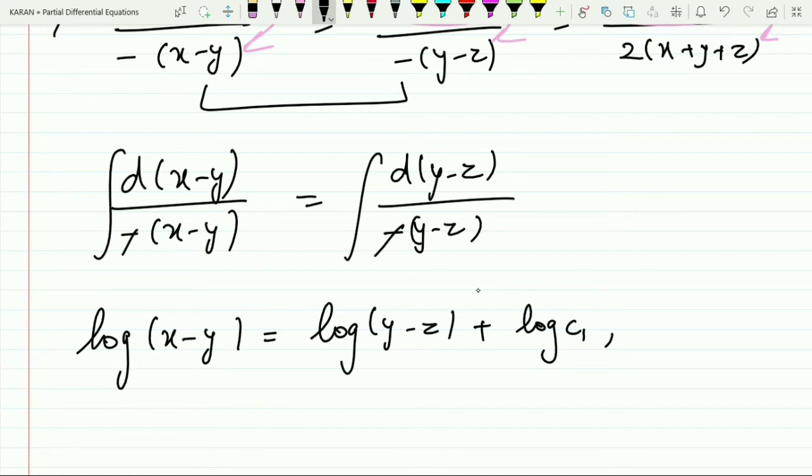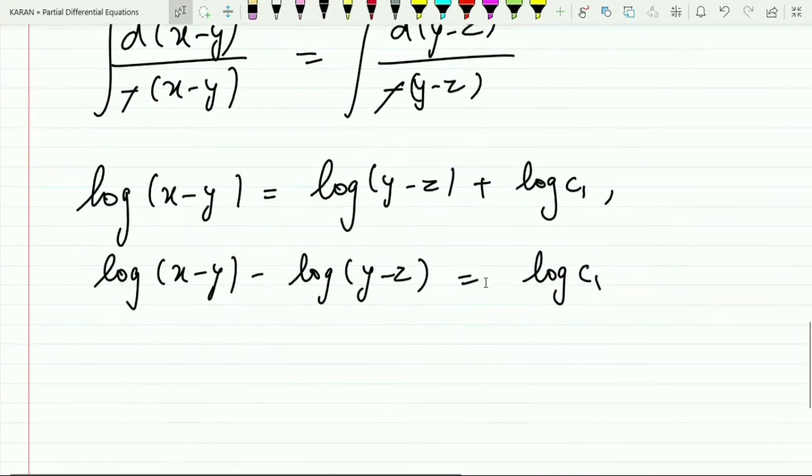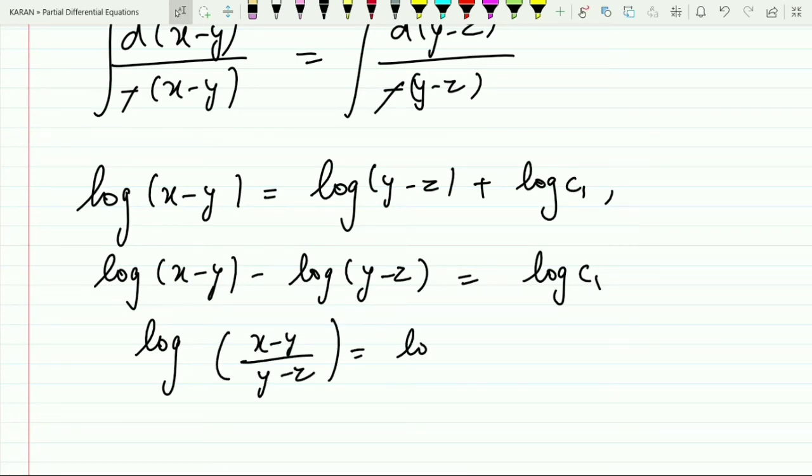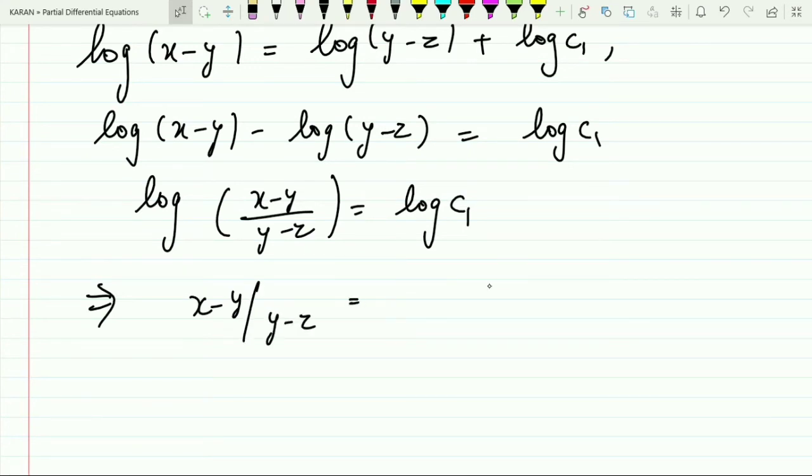So if you combine the logs now, what you will get? This thing I have used many times in the previous videos also. I think now you should be comfortable. This is equal to log of c1, and finally log a minus log b can be written as log of a by b. So that is log of x minus y divided by y minus z. This is equal to log of some c1. And finally what do you get from here? If you cancel out the log, this implies x minus y divided by y minus z is equal to c1. Mark it as equation number 1.